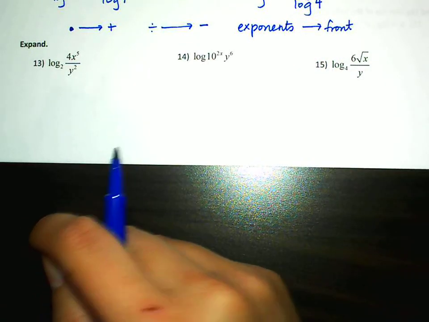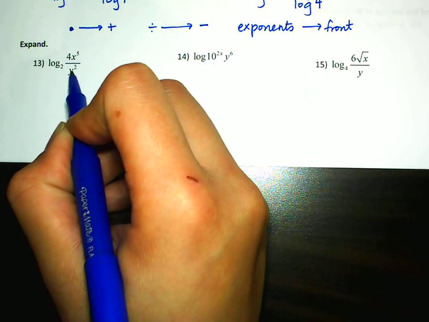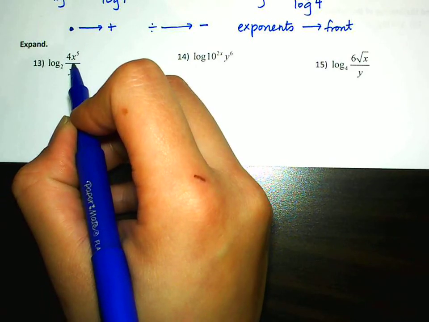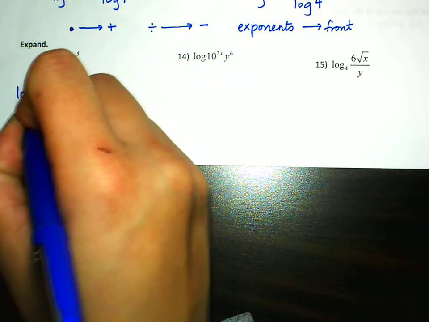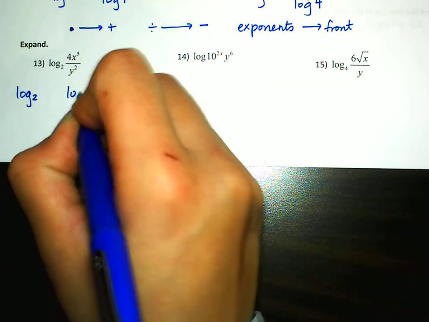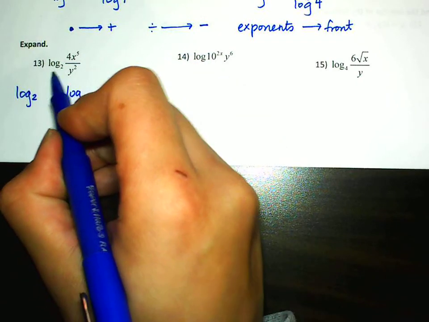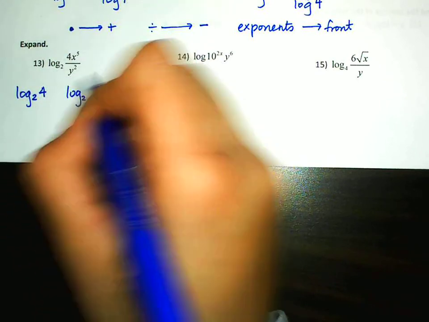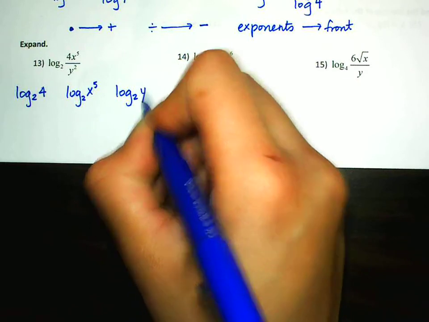Okay? So here we have log base 2 of 4x to the 5th over y squared. You're going to have a log for whole numbers and also each variable. So I have 1, 2, 3 logs that I need to write out. So I'm going to have log base 2, log base 2, log base 2. The log base 2 is coming from the original problem right here. So I have log base 2 of 4 for the whole number, x to the 5th, y squared.